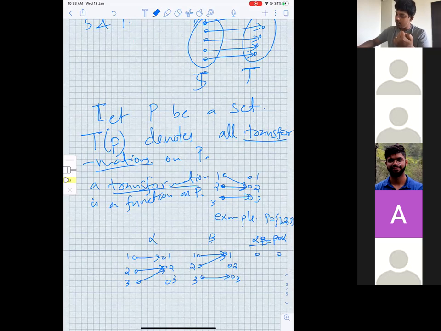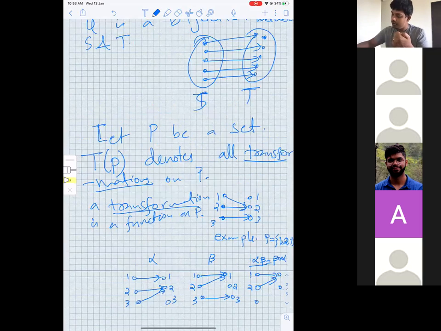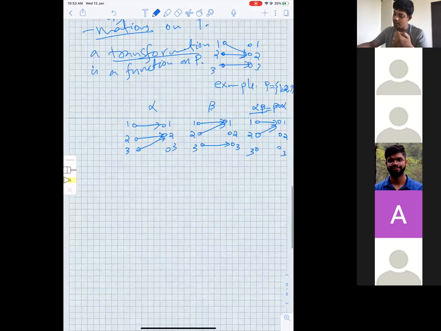So 1 will go to 1, 2 will go to 1, and 2 will go to 1. And where will 3 go? 3 will also go to 1. Okay. So, yeah.